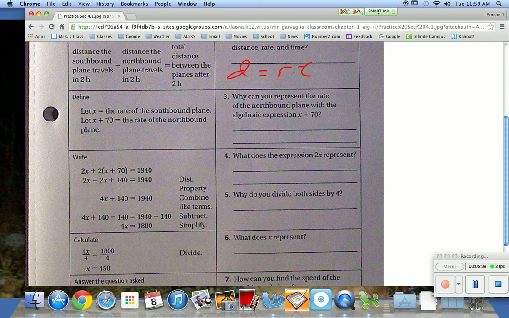Why can you represent the rate of the northbound plane with the algebraic expression x plus 70? In other words, let x equal the rate of the southbound plane, but this one is x plus 70. Why can you do that? Because the northbound plane is 70 more than south. Yes. Its rate is 70 miles an hour faster than the other plane. So we've got one plane going x miles per hour and one going x plus 70 miles per hour.